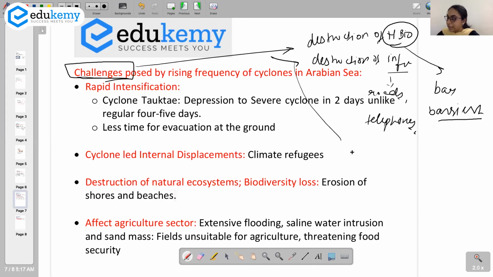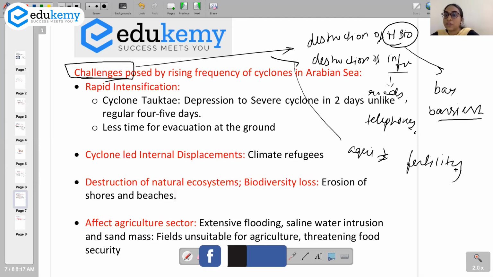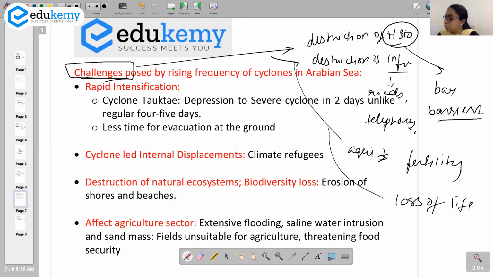It affects the agriculture sector because the saline ocean water comes into the coastal fields. Because of the saline ocean water, there is a reduction in fertility. So yes, there is the destructive nature of the cyclone, which is harmful for natural biodiversity, human resources, infrastructure, agriculture, etc. Moreover, the loss of life and property is fairly well known.